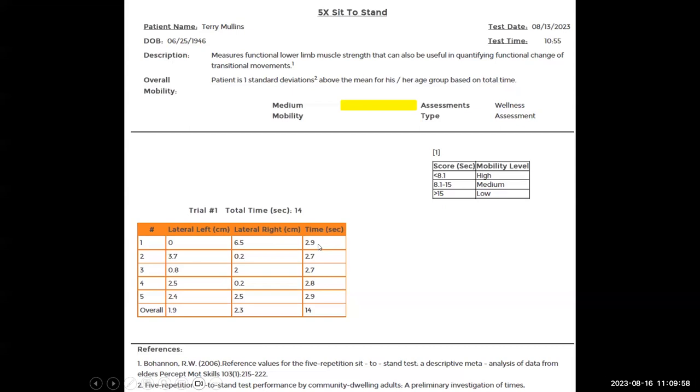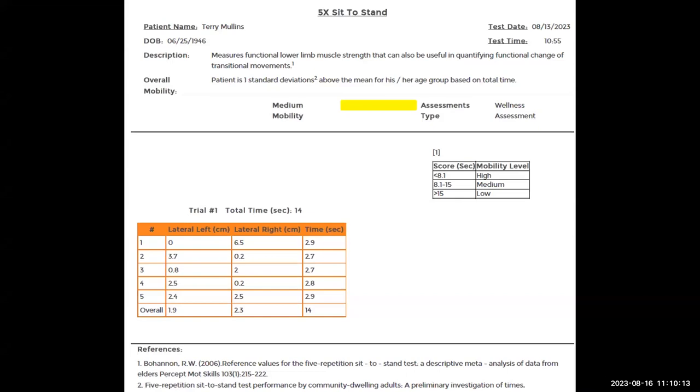They're able to do the first one in maybe 2 or 3 seconds, maybe 3 or 4 seconds. And then if it starts taking much longer with rep 3 or 4, it can be telling as to their endurance and motor fatigue over time.